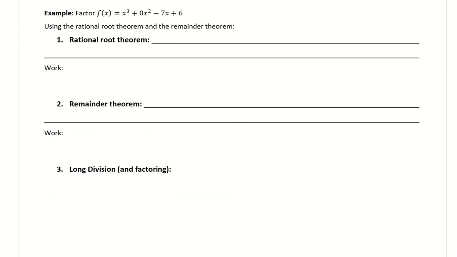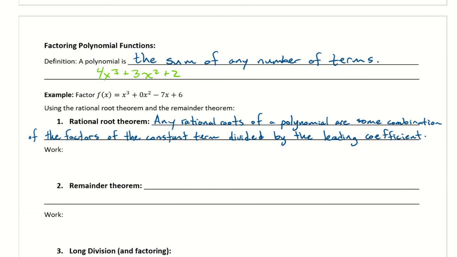So now we're going to talk about how to factor them. To do that, we're going to use two theorems. The first one's called the rational root theorem. The second one's called the remainder theorem. These are basically going to tell us what the roots are so that we know what to divide these by evenly. So the rational root theorem says any rational roots of a polynomial are some combination of the factors of the constant term divided by the leading coefficient.